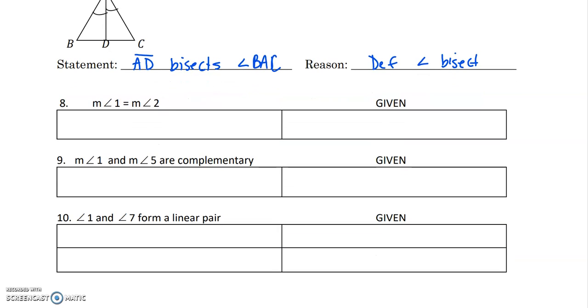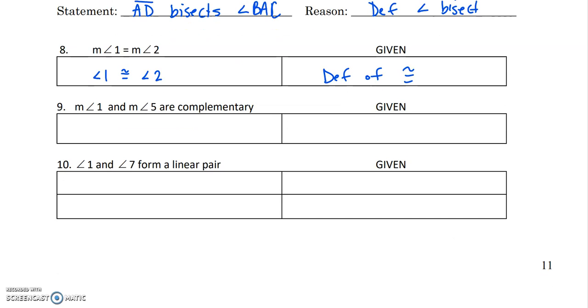If something is equal, the next step is usually that it's going to be congruent. So anytime we see that equals, double check and make sure that you're not going to use the definition of congruence, because that is most of the time we're going to go from either equal to congruent or congruent to equal. Complementary, we said we're going to use the definition whenever we're given our word.